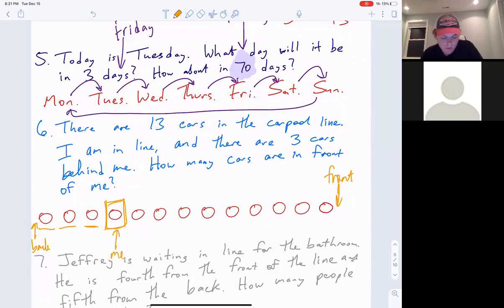And so that means that I am this car right here. And now the question is wondering how many cars are in front of me. Well, we can just count them. 1, 2, 3, 4, 5, 6, 7, 8, and 9. 9 cars in front of me. And so that is our answer.